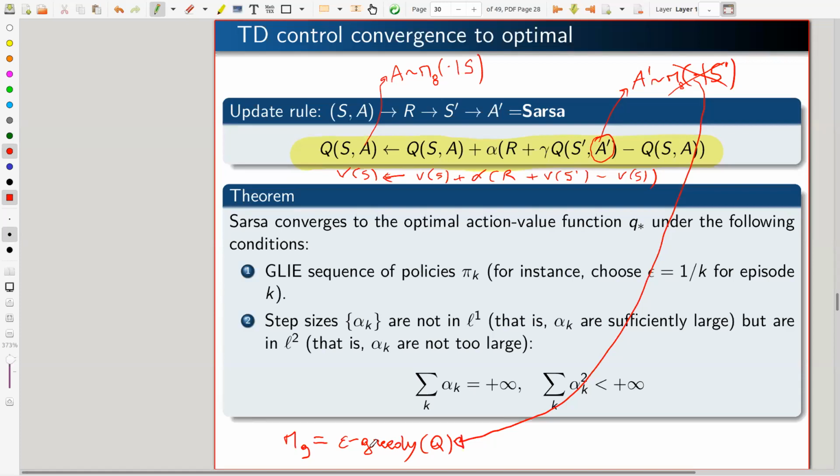So the Sarsa rule, the control rule in this context, in this language, is this one, where A prime is chosen by the epsilon greedy policy with respect to Q. Okay, this update rule is called the Sarsa control update rule. And Sarsa comes from here: starting from a state action pair, you get a reward, you get the next state, and you take the next action in the epsilon greedy way.